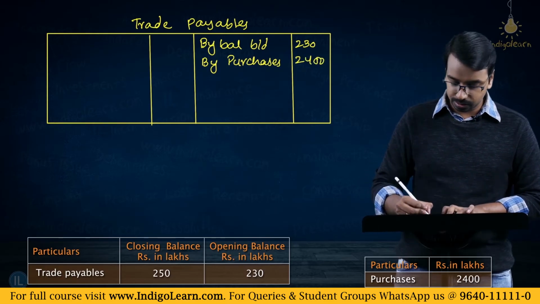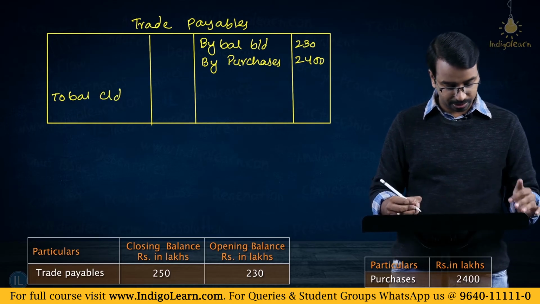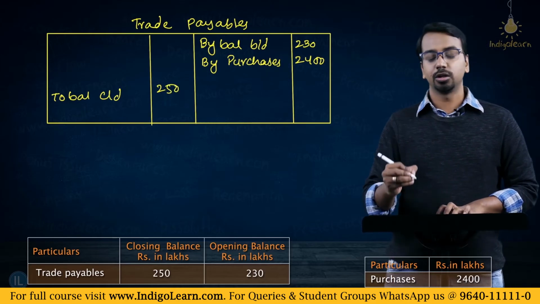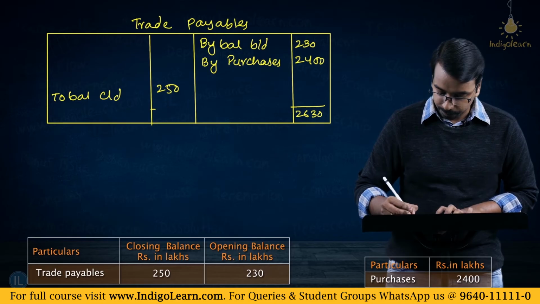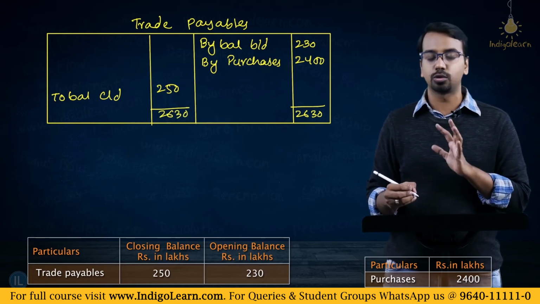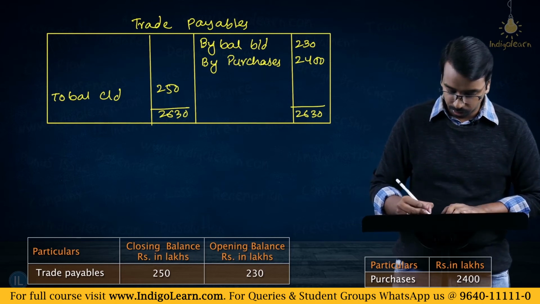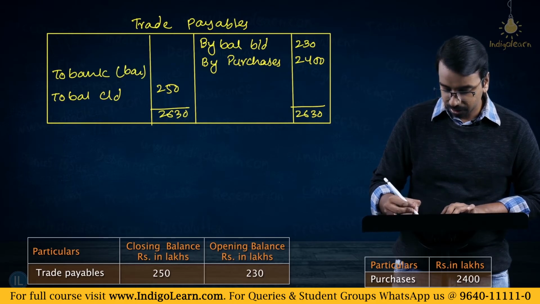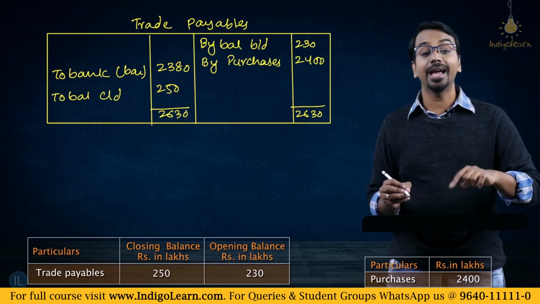2400. And you have the closing balance, balance carried down. The closing balance is given as 250. So this side it becomes 2630. 2630 minus 250 comes to 2380. So what you would have paid, which is your balancing figure, is 2380, right? This is a cash outflow.